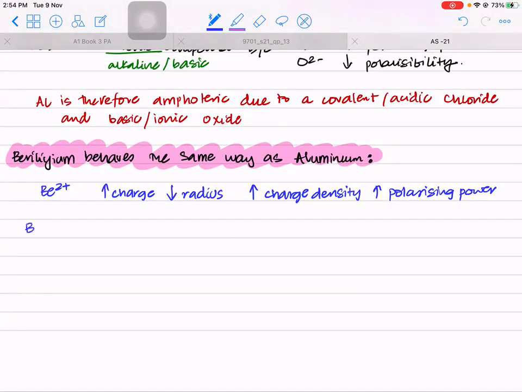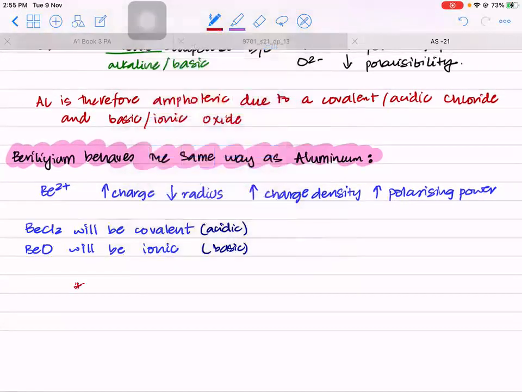So can I say beryllium chloride will be covalent, just like aluminum chloride, and beryllium oxide will be ionic? So since this is covalent, can I say this is acidic? Since this is ionic, can I say this is basic? Can I also say beryllium will be what? Amphoteric, because it has a covalent chloride and a basic alkaline oxide.